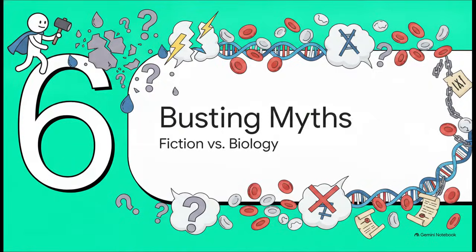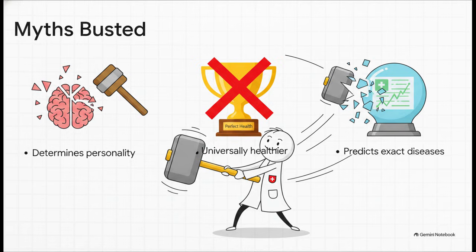Time for my favorite part, busting blood type myths. Fiction versus biology. Let's just take a moment to aggressively destroy some of the unscientific nonsense floating around out there about what these letters actually mean. First up, your blood type determines your personality. Yeah, completely false. Being type B doesn't make you a supervillain, and type A doesn't make you a shy introvert.